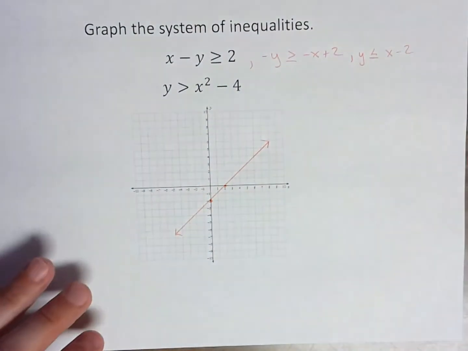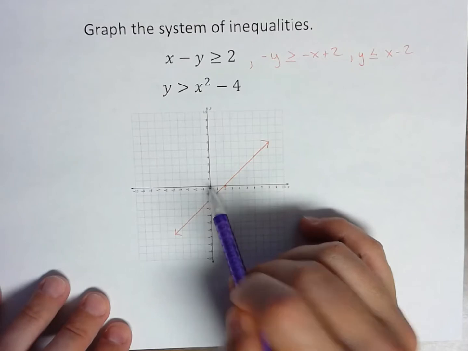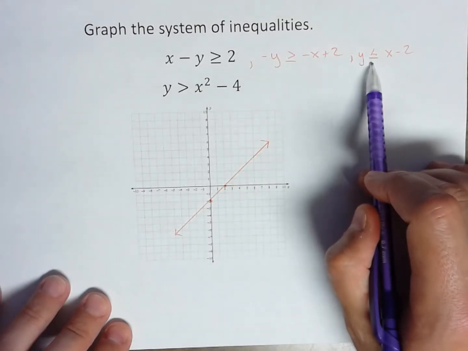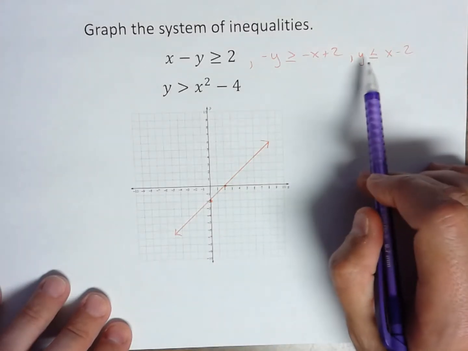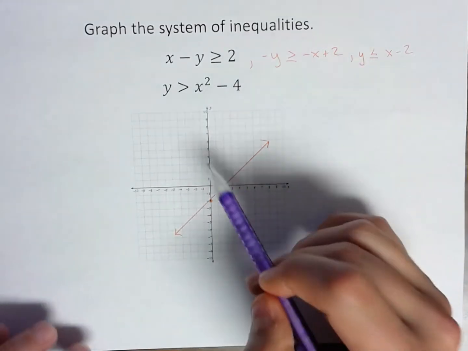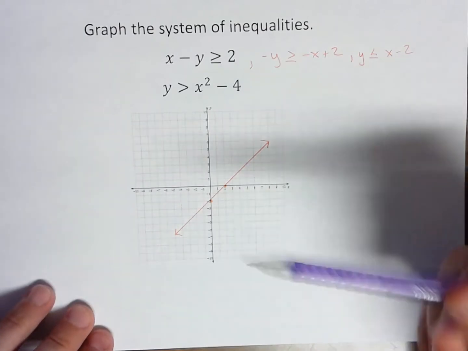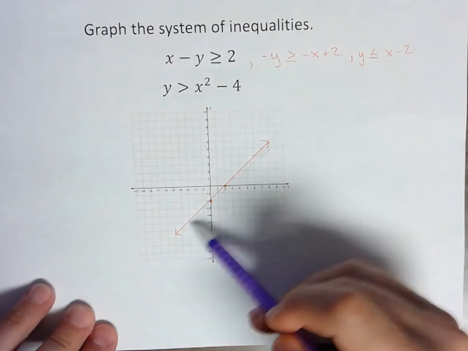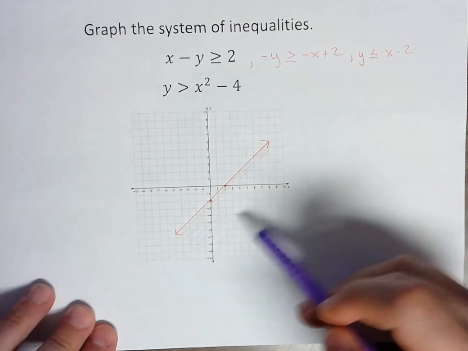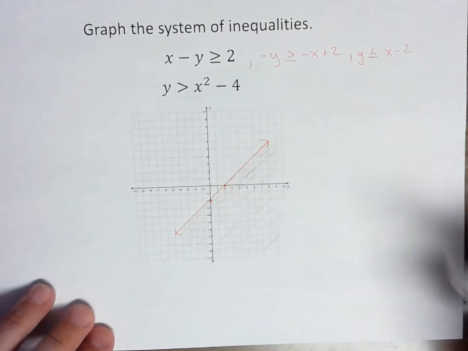And if we want to decide where that one is shaded, let's test a point. Again, 0, 0. 0 less than or equal to negative 2. That is not true. And so that means we would shade below this line. So down here, again, I'll just lightly shade it, you may not really see it in the video, but down below this line is going to be shaded.